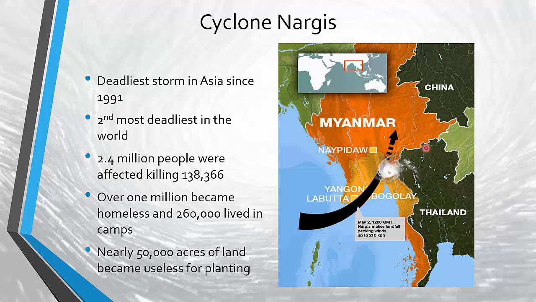It is known to be the deadliest storm since 1991. It has been ranked number 2 for the most dangerous storms, killing 138,366 people. Over 1 million people became homeless and 260,000 lived in camps. Because of the severity and the path it took, Cyclone Nargis destroyed about 50,000 acres of crops, causing a food shortage.